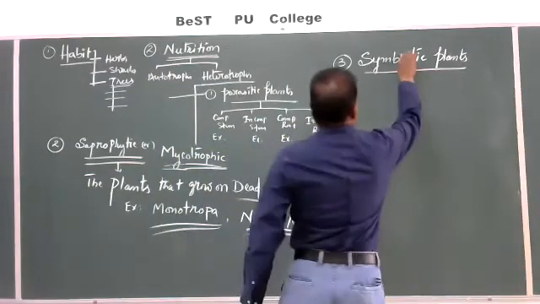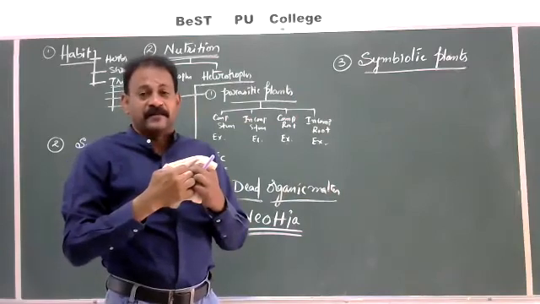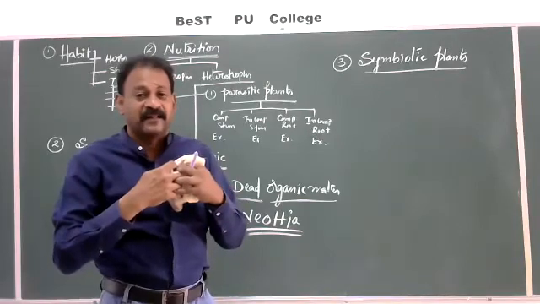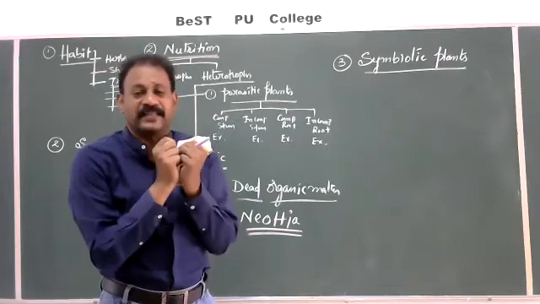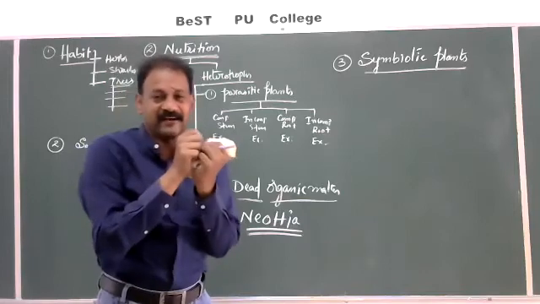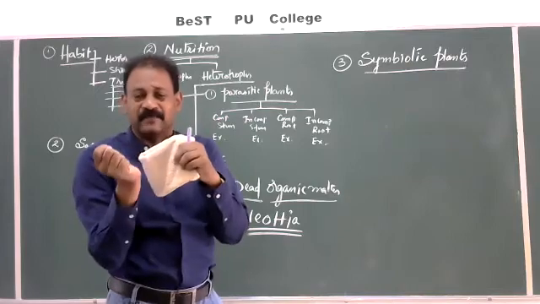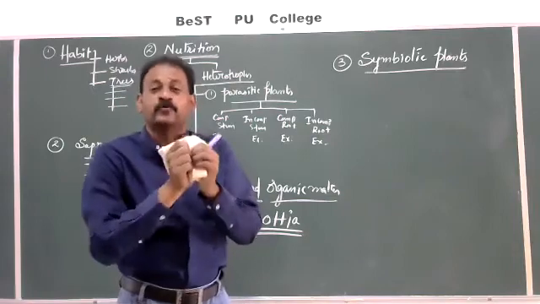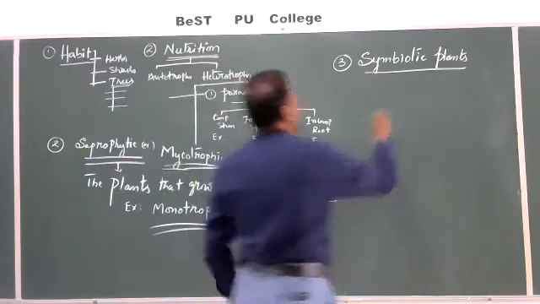Symbiotic plants. What is this? Symbiosis means mutual understanding, mutual beneficial. Mutual means two different organisms live together like a single organism, and each and every organism is benefited by the other. It will benefit something to this and this will benefit something to this. So mutually both are benefited by each other and they live together. This association is called mutualism or symbiosis.